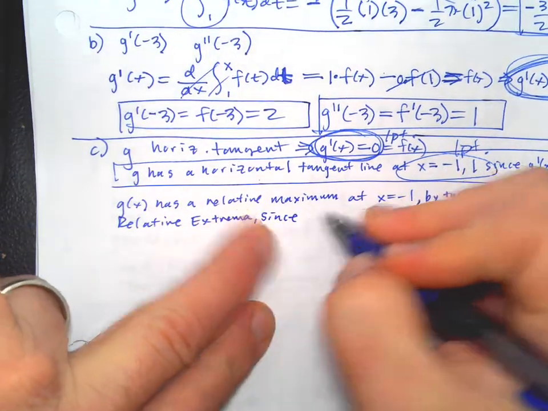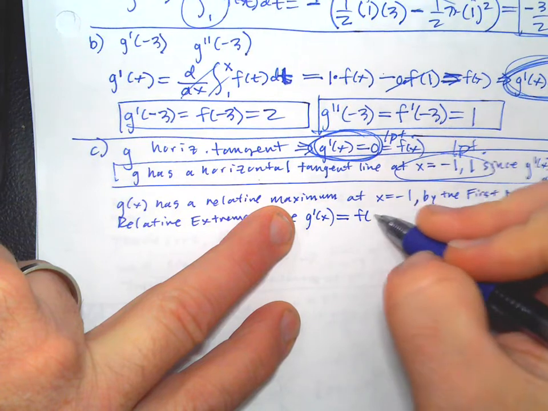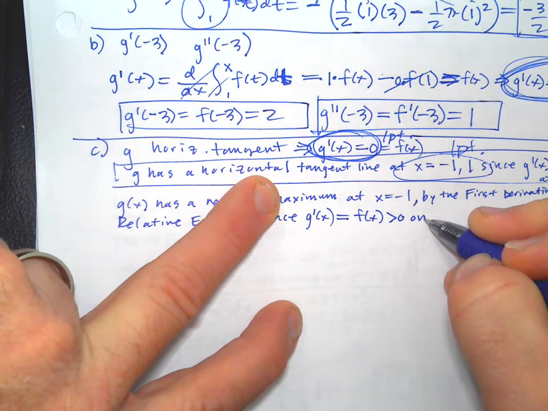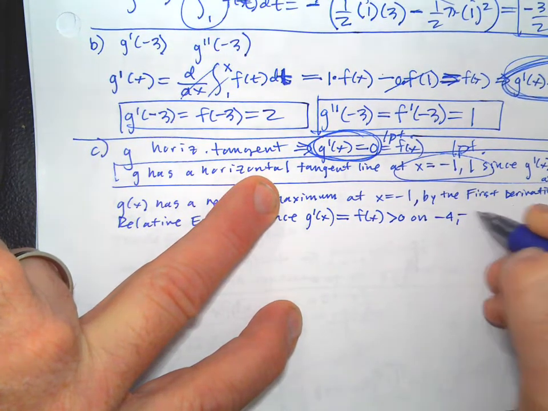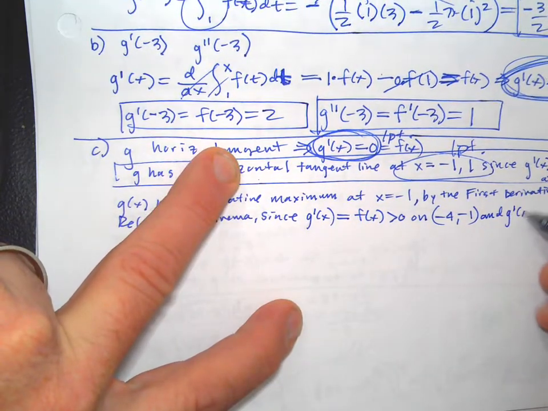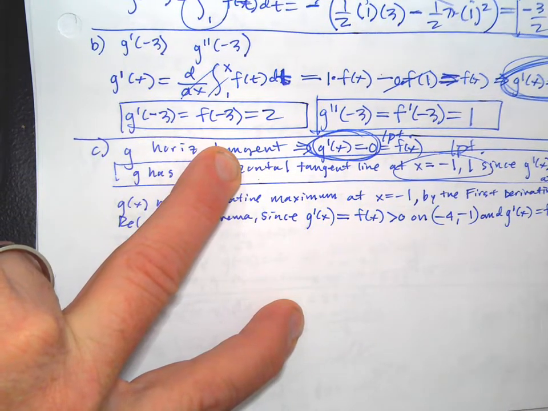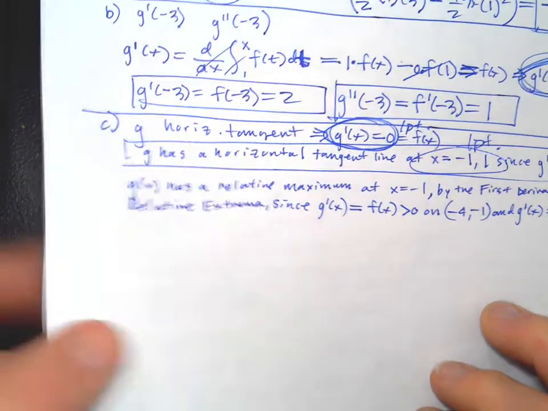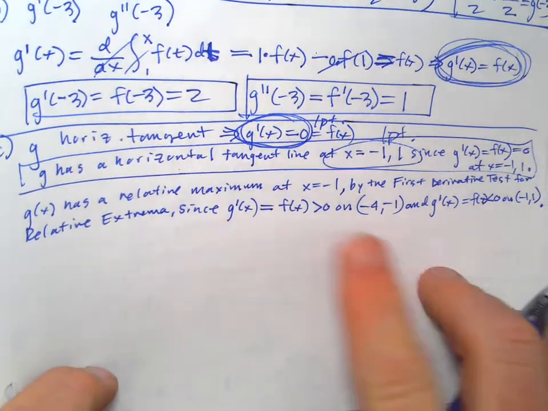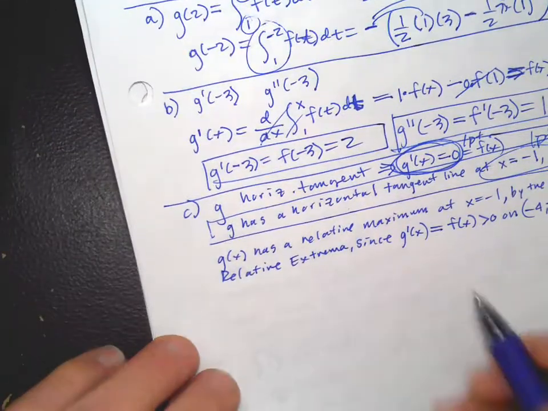Since G prime of x, which you don't have direct information of, so you need to keep tying it back to f of x, since G prime of x, which equals f of x, is positive on the interval -4 to -1, right? And G prime of x, which equals f of x, is negative on the interval -1 to 1. So that's your justification right there. That's first derivative test. That's putting in words. It's about the derivatives going from positive and negative, but you have to tie it to the information they gave you. You have to tie it to that. Okay, so that's one answer.